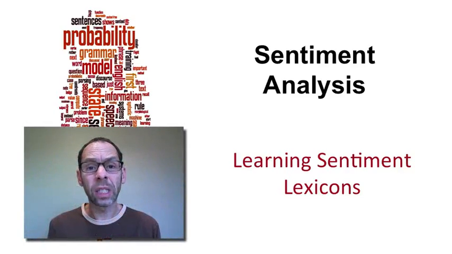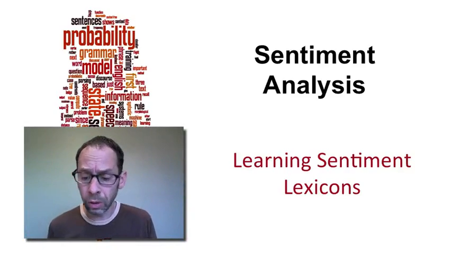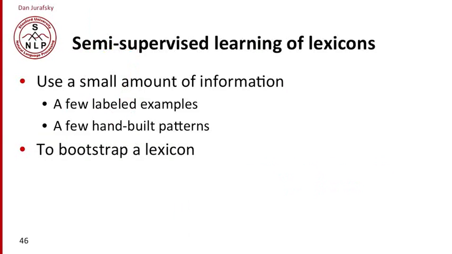While it's great that there are sentiment lexicons available, for lots of other purposes, we'd like to build our own sentiment lexicon. And the way we do this is often by semi-supervised learning. The idea of semi-supervised learning is we have some small amount of information. Maybe we have a few labeled examples, or maybe we have a few hand-built patterns. And from that set of data, we'd like to bootstrap a complete lexicon.